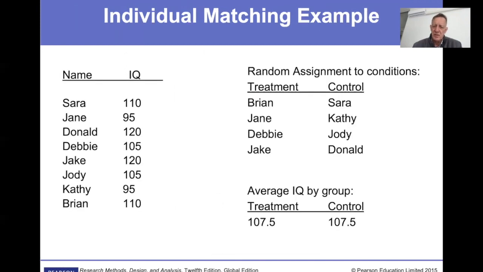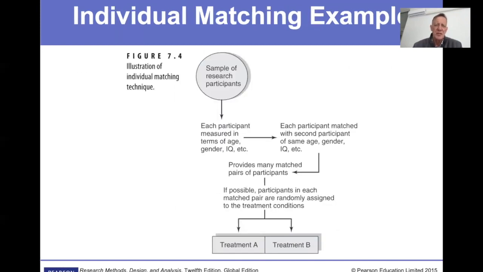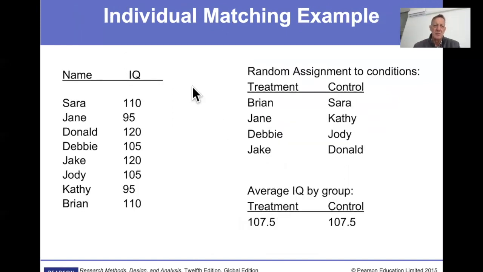All right. Let me use an example. That particular example, you can read through each. We have a sample of research participants. Each participant is measured in terms of age, gender, IQ, and so on. Each participant is matched with a second participant of the same age, gender, and IQ. That provides many matched pairs. If possible, participants in each matched pair are randomly assigned. Let's look at the example.